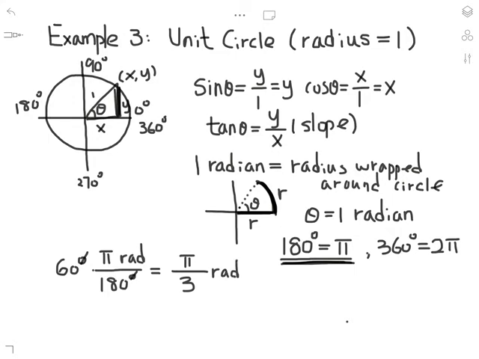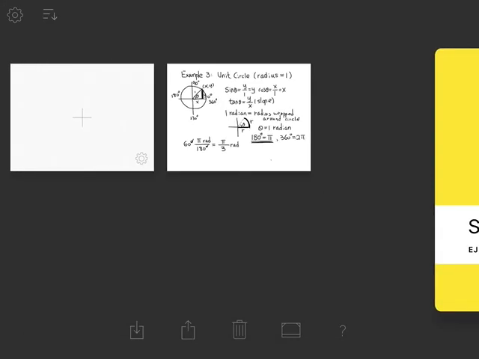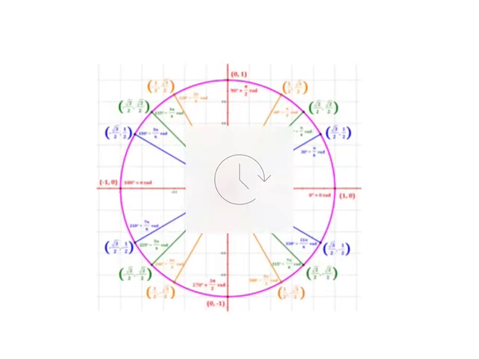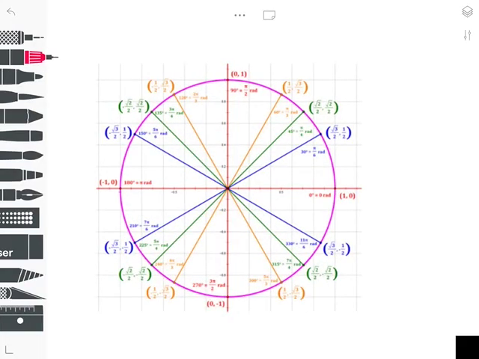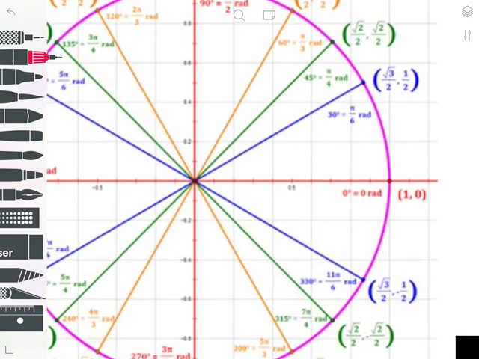Let me show you the graph that I will post later. Do you see 60 degrees on the graph here? It's going to show us pi over 3 radians. Just like I said, you're going to use this unit circle table later on if you're taking higher level math, so you might want to remember it.